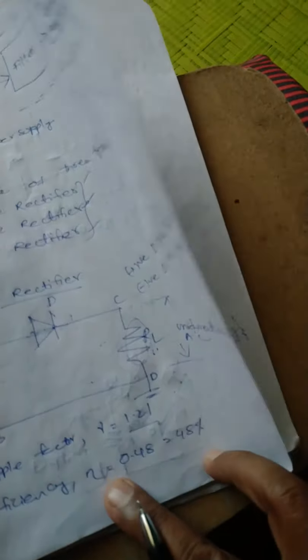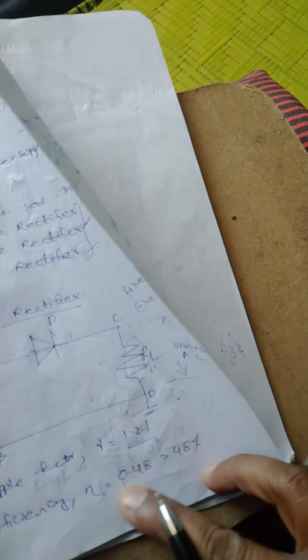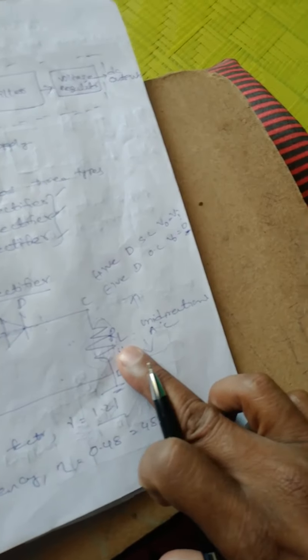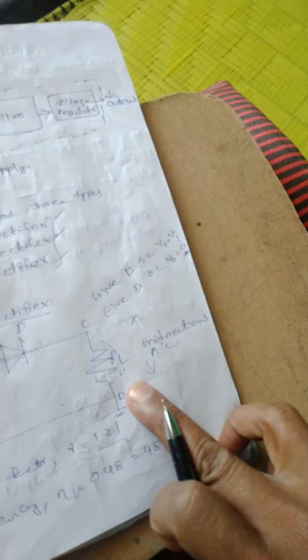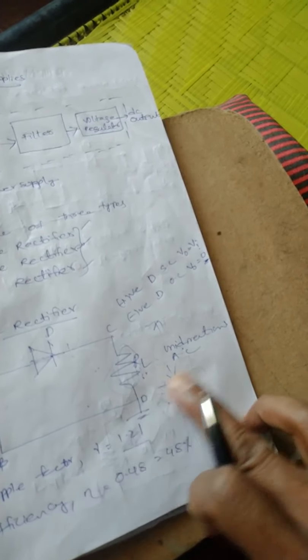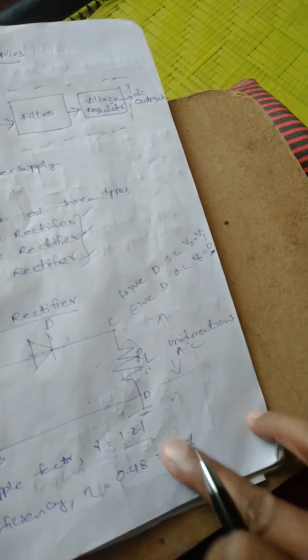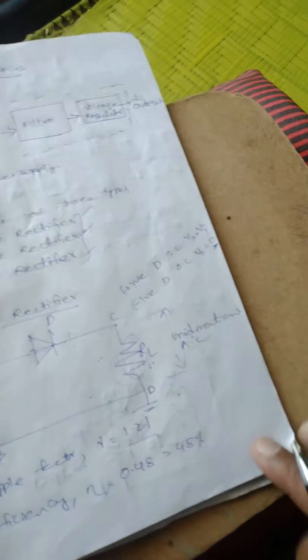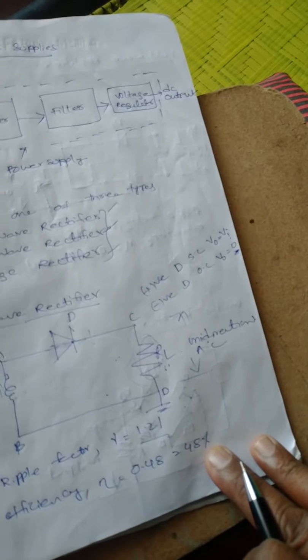And the efficiency eta is equal to 0.48. It means that at the output we will have only 48% of DC. The remaining 52% is AC only. So a larger amount of AC is available here. So only 48% is the DC component.